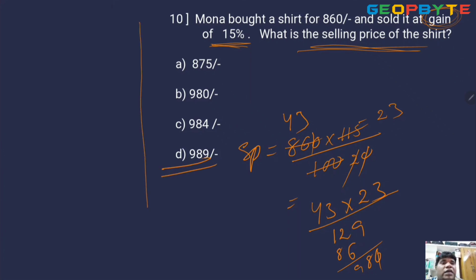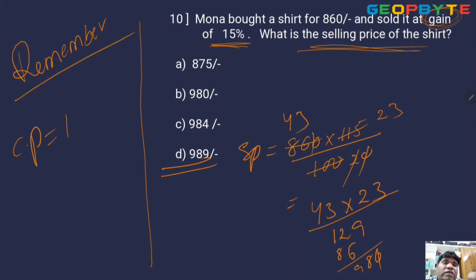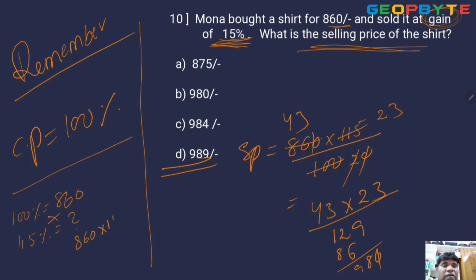Okay, children, here just remember, cost price always means 100%. If there is any change, if it is more than the cost price it is plus, if it is less it is minus. So here 860 is the cost price, so 100% is equal to 860. You want 15% profit, so 115 is equal to how much? This is one logic. Cross multiply: 860 into 115 upon 100. You get the same answer.